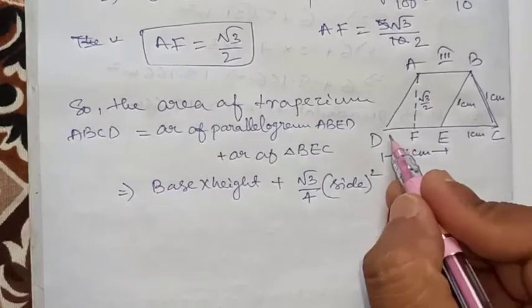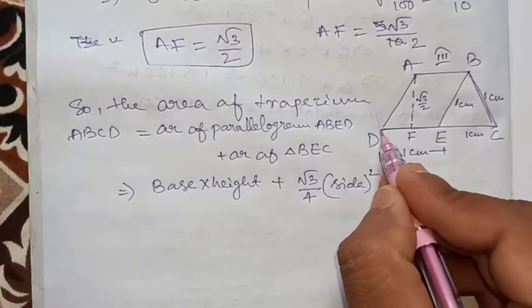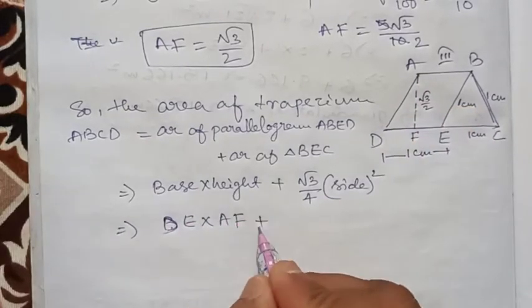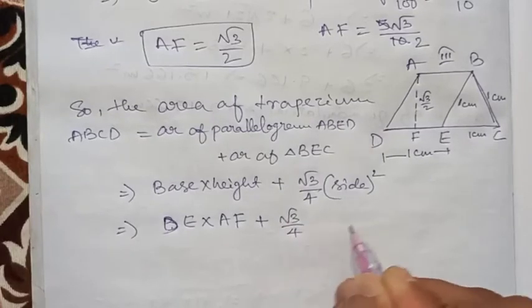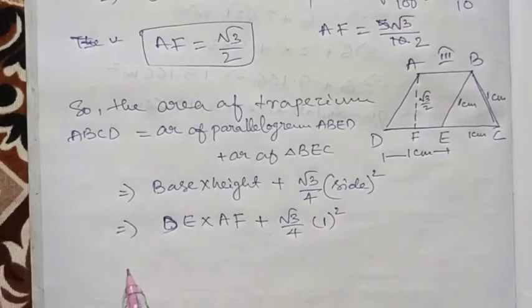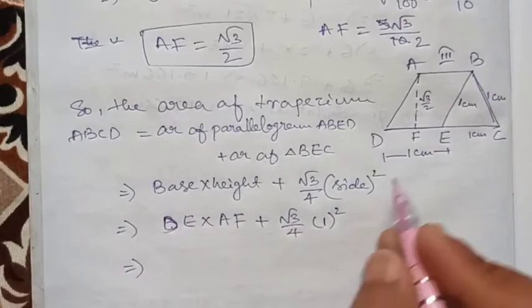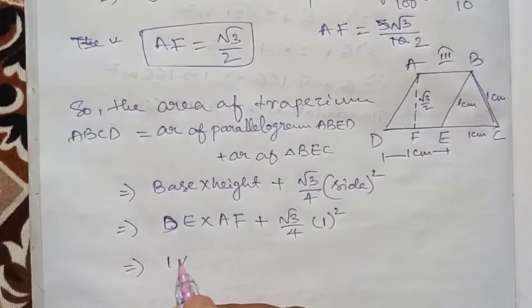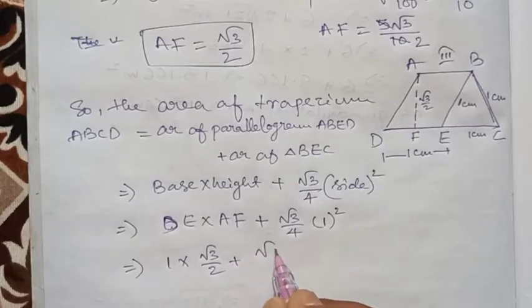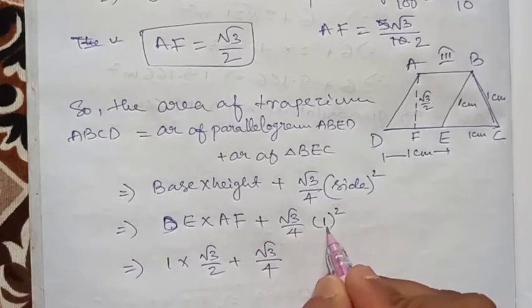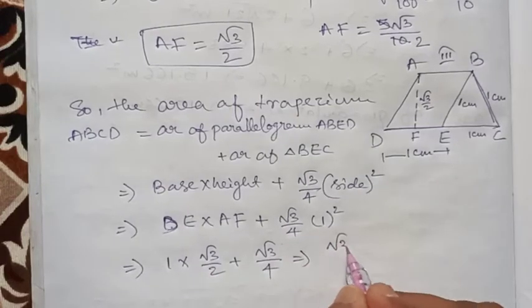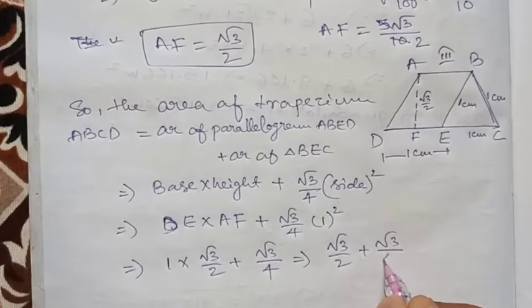Okay, now what is base of the parallelogram? Base is DE. So DE into height is AF plus root 3 by 4 side square. What is the side of the equilateral triangle? 1 square. Okay, we will get in place of DE how much we will write? 1 we will write, into AF how much we got? Root 3 by 2 we got, plus root 3 by 4 only we will get because 1 square is 1. 1 into this term will be same. So here we got root 3 into 1 is root 3 by 2 plus root 3 by 4.